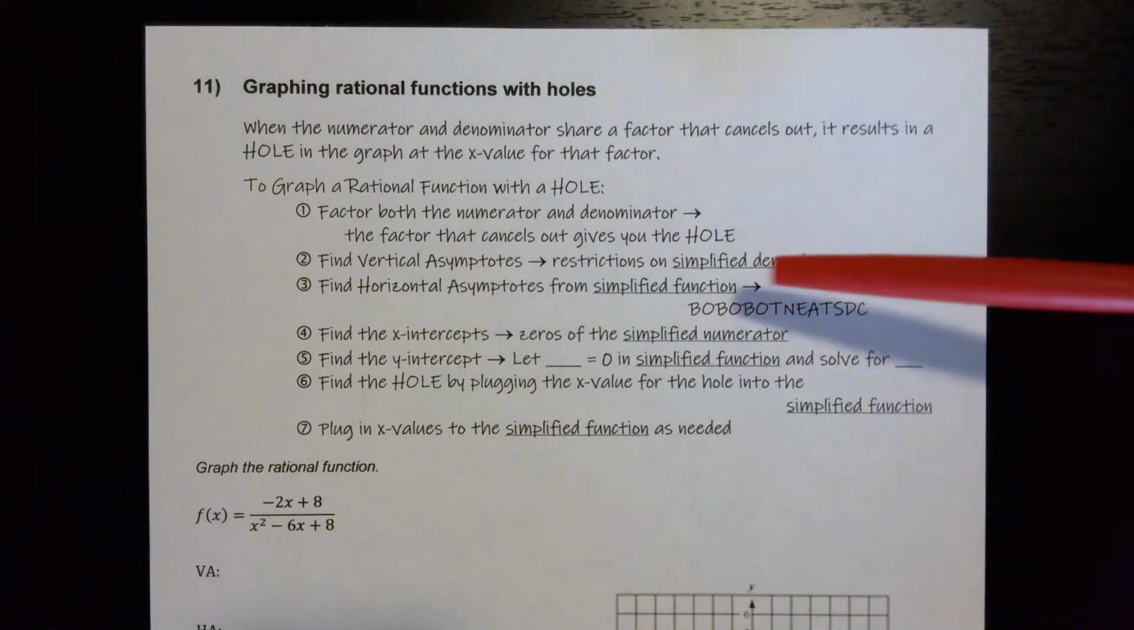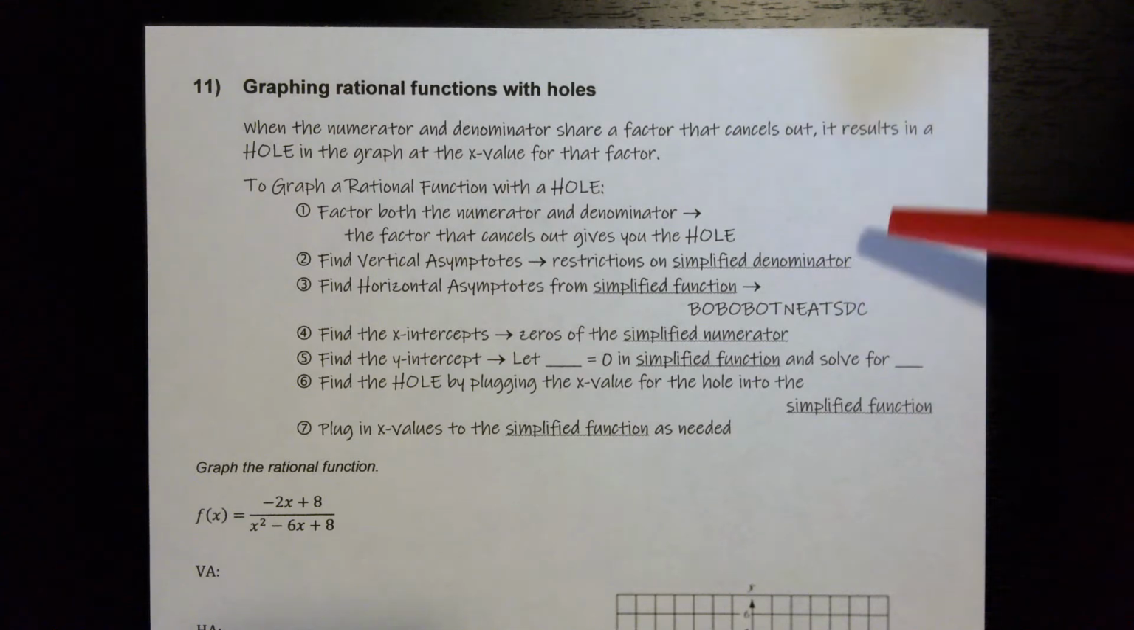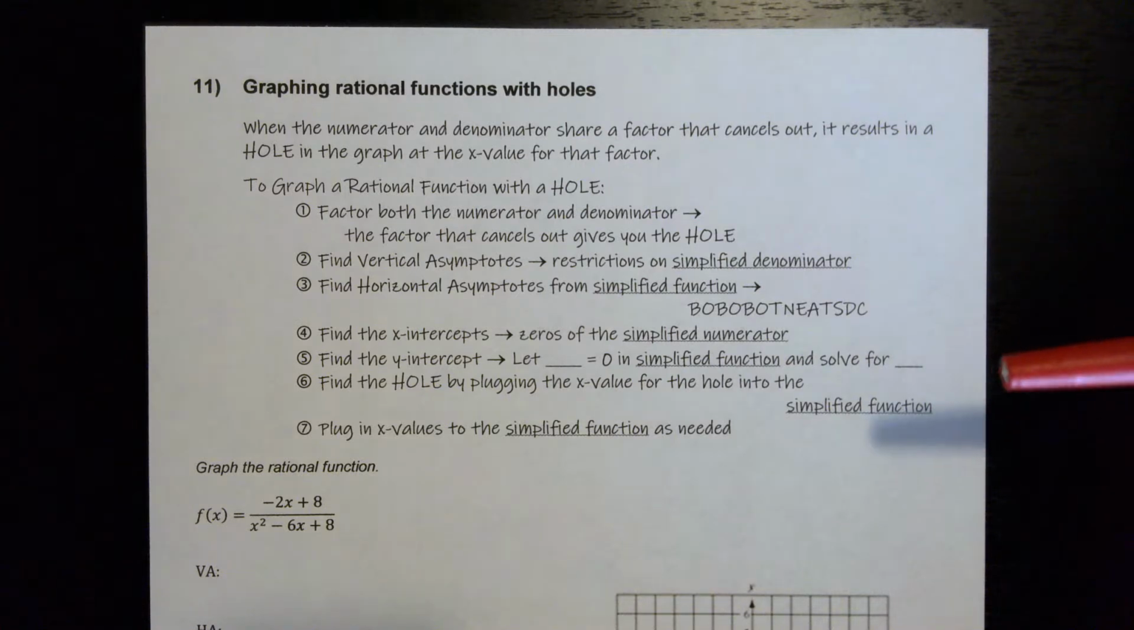Horizontal asymptote on the simplified function, we'll use BOBO BOTN EATS DC, and I've made a previous video that covers these asymptotes. So go find that video. I can link it in the description for you.